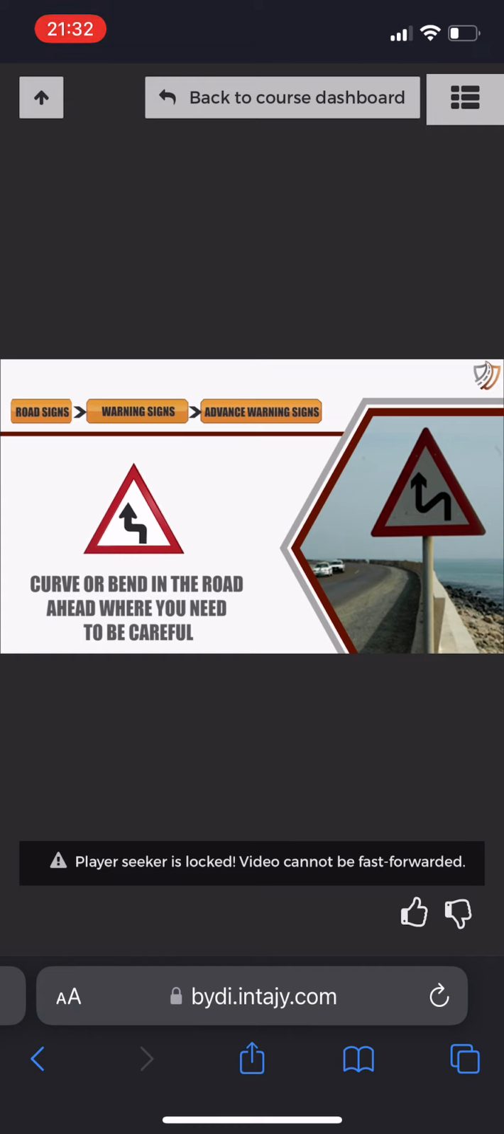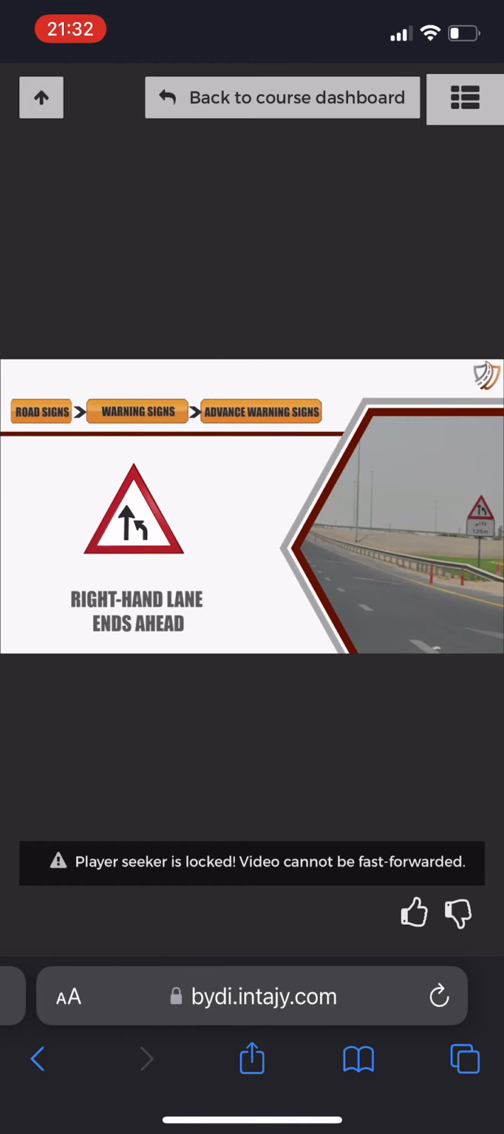The symbol indicates the first bend is to the left and then to the right. The symbol must be reversed if the first bend is to the right. It is found in hilly areas or on the road with bends. Motorists need to reduce their speed and must not change lane, overtake, park, stop, or reverse in the bends.